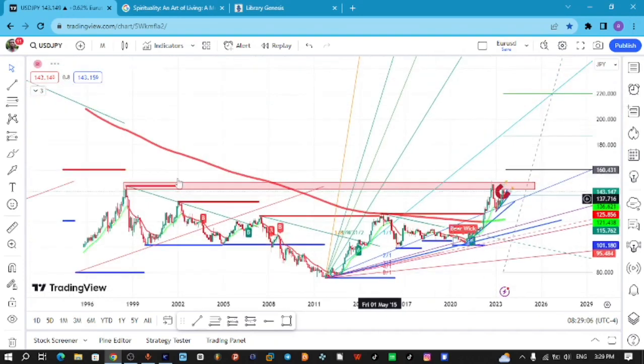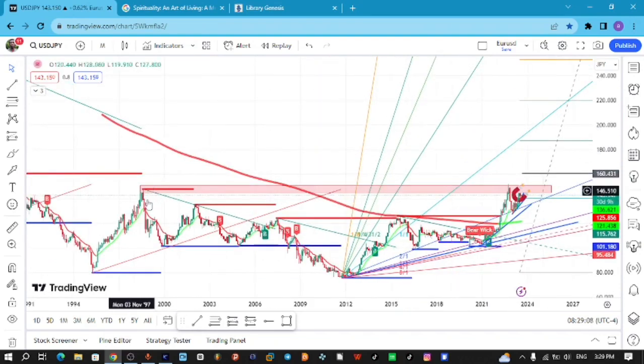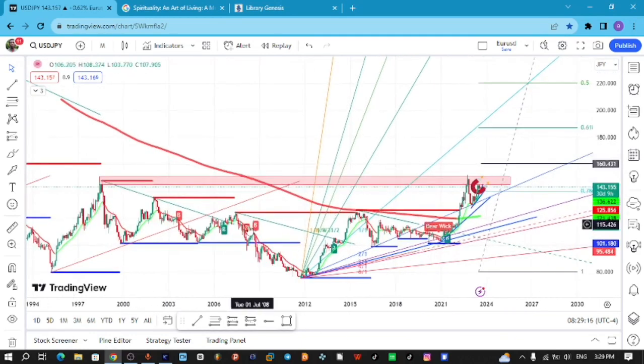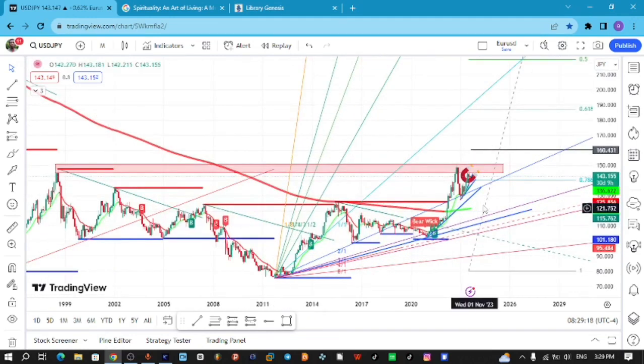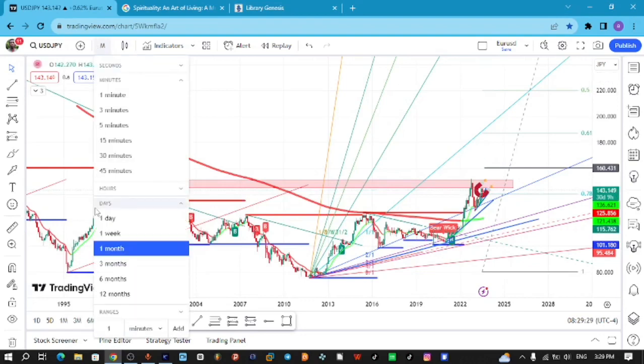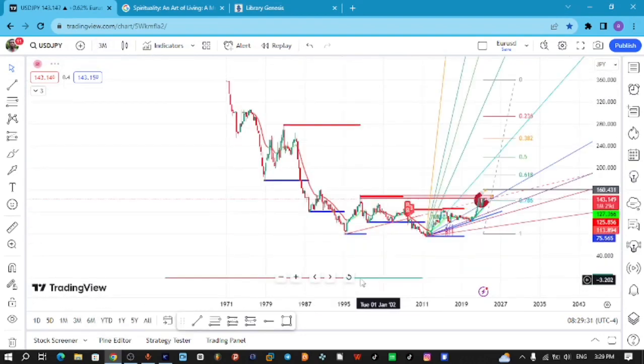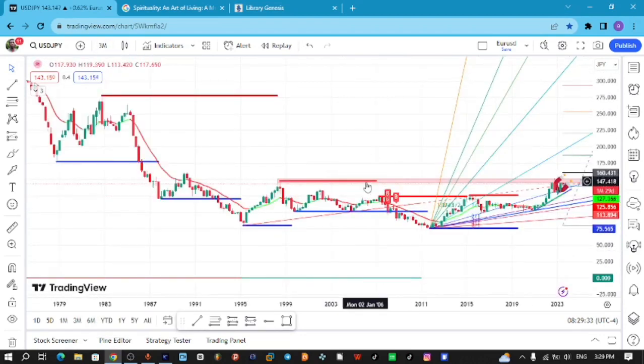Okay, this supply zone came from the previous swing high the price made. Okay, these equal swing highs are the targets for the price to take the liquidity resting above these swing highs. Okay, if you go to the 3 months, you can even see the whole picture.